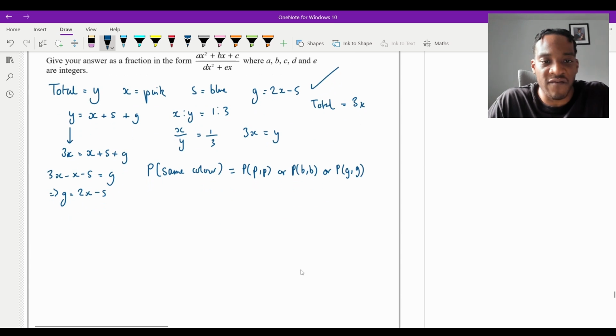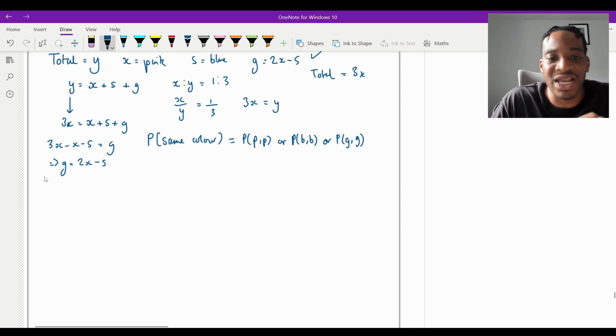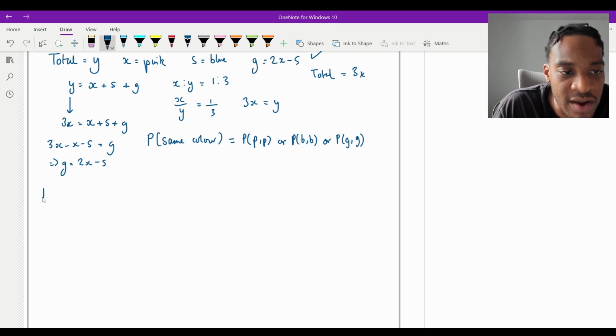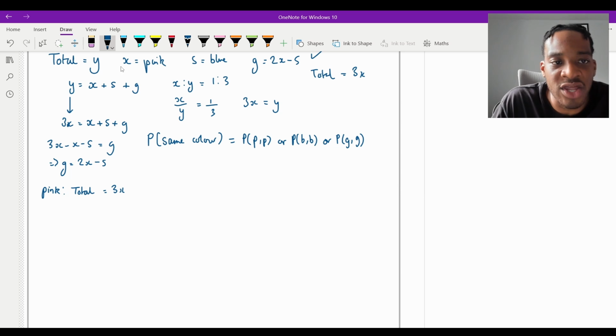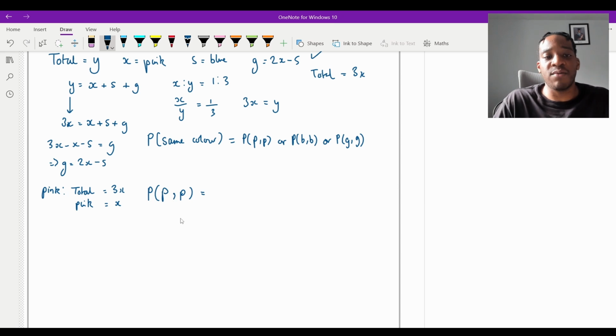Now let's go ahead and do this. Let's start with two pinks, for example. So again, let's list out everything that we need for the pink, right? For pink here, we know that the total is equal to 3x. We've worked that out, right? And there are x amount of pinks. So I'm going to say pink is equal to x, right? So if I want the probability of two pinks, well, I'm just going to write P and then P here. Well, the first pink is just going to be the amount of pinks that I have, which is x. And I'm going to divide this by the total amount of counters in the bag, which is 3x, isn't it?